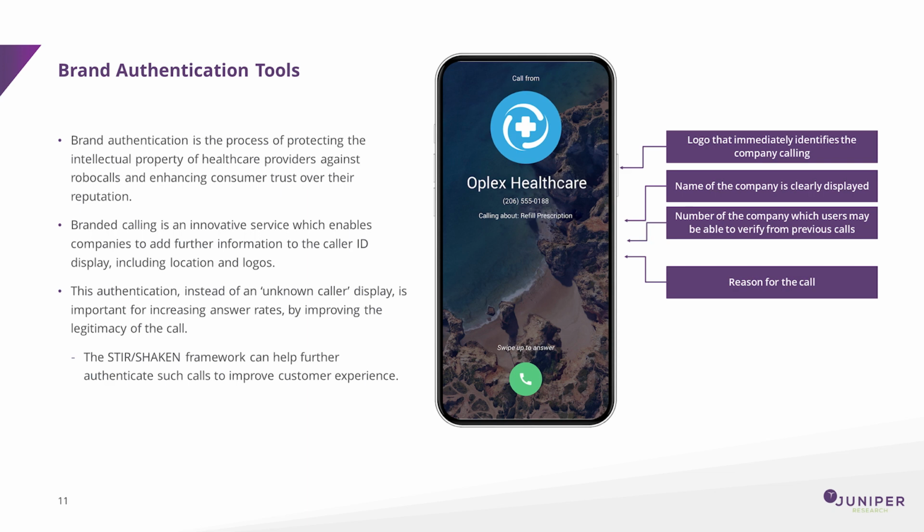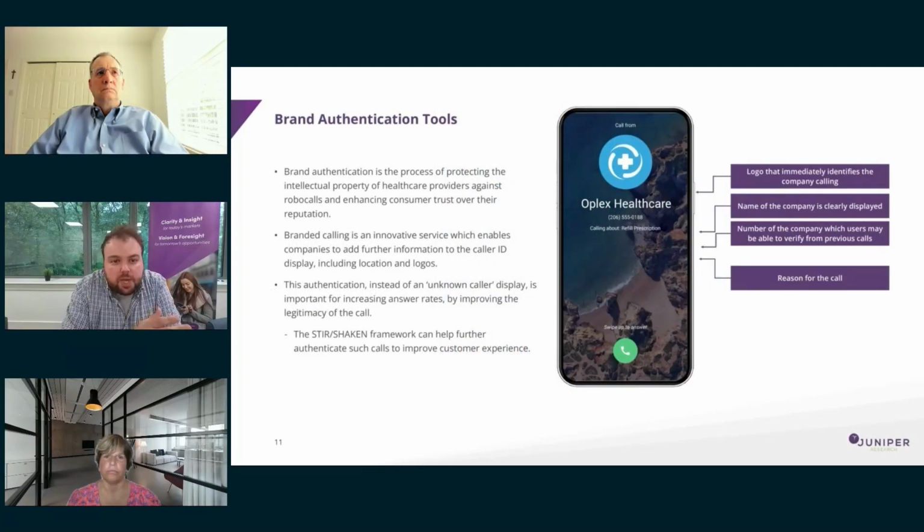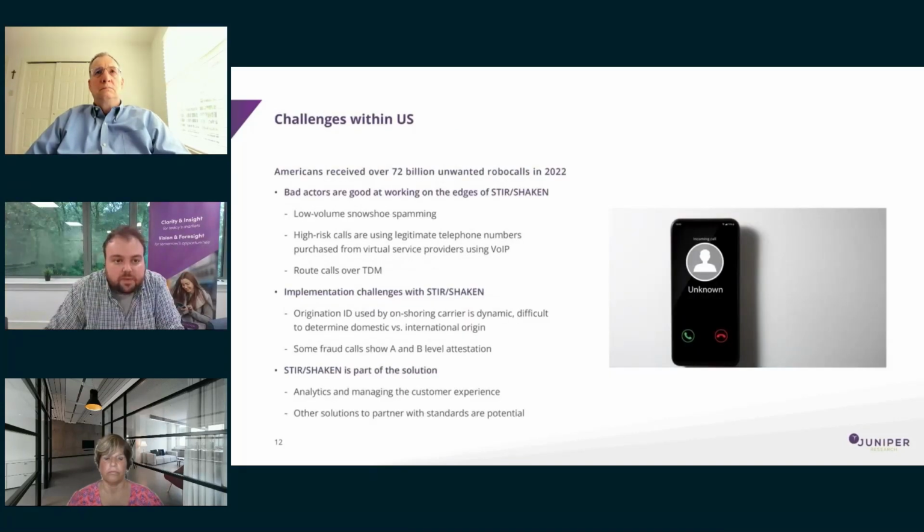The STIR/SHAKEN framework is a key example of how to enable this brand authentication solution. We're seeing it in the US already. We're seeing other areas also working towards similar frameworks. We're not expecting many regions to copy STIR/SHAKEN exactly, but the basis is there from STIR/SHAKEN that shows the rest of the world how these issues can be mitigated. And now I'm going to hand over to Jim from TNS, who's going to talk you through his area.